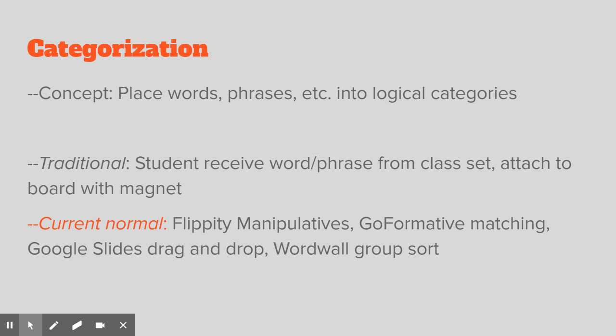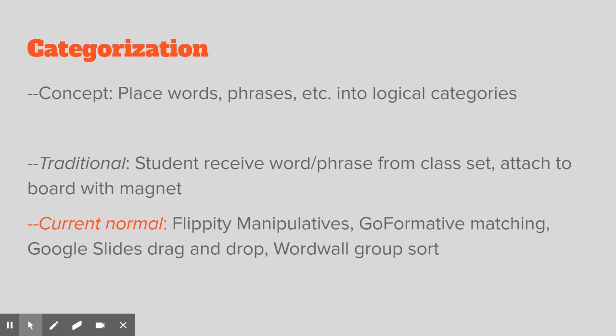So there's some websites that you can use to replicate this idea. Flippity has the option for manipulatives, which you're going to see here on the next slide. GoFormative, the paid version or the 30-day free trial of the paid version, has a matching activity where you can actually have students move pieces around. So maybe if you're categorizing by food or drink, you could have food 5 times, drink 5 times, and you have to slide the items to the correct category.